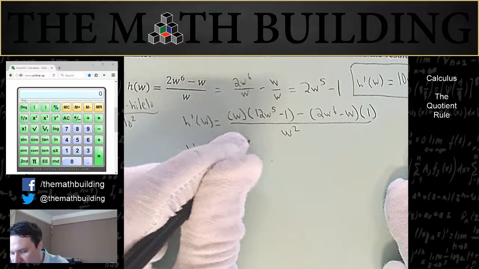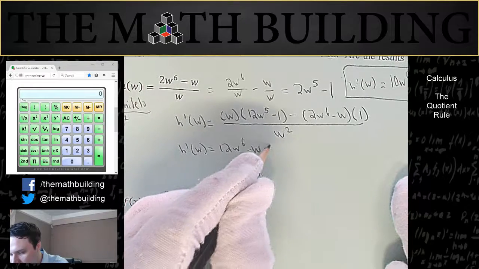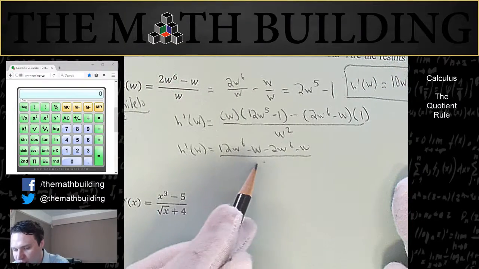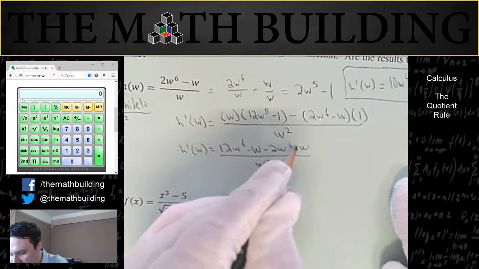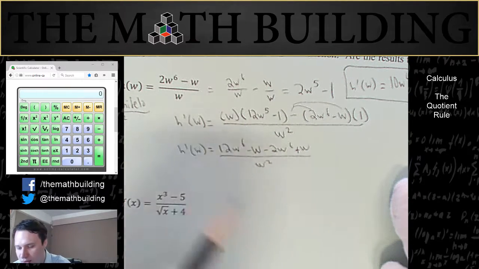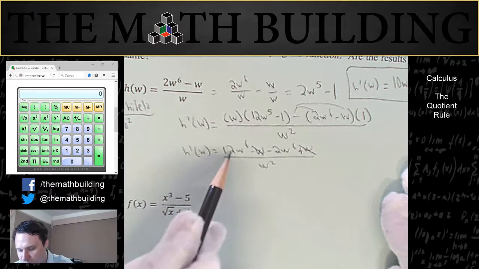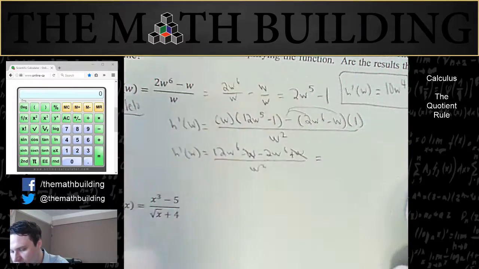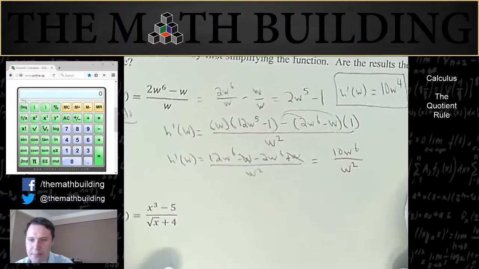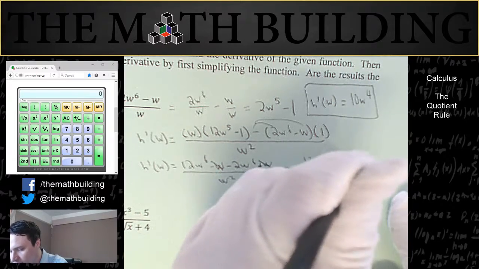Distributive property, that would be 12w to the 6 minus w. That 1 doesn't do much, so this would be minus 2w to the 6 minus w, all over w squared. Or actually, that should be plus w, because when you distribute this minus sign, it'd be minus 2w to the 6 plus w. So we see that negative w cancels with positive w. And I have 12w to the 6 minus 2w to the 6. So on the top, I'd have 10w to the 6 over w squared. Do you see that? And that cancels, and so we're just left with 10w to the 4.